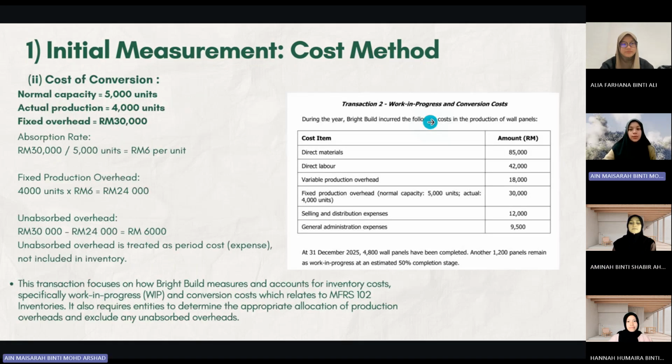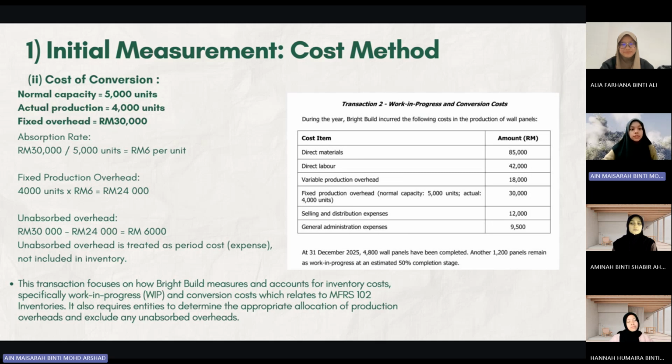Next I will explain about cost of conversion, which refers to costs incurred when converting raw materials to finished goods. Let's take a look at this: normal capacity is 5,000 units, the actual production is 4,000 units, and fixed overhead is 30,000 ringgit.